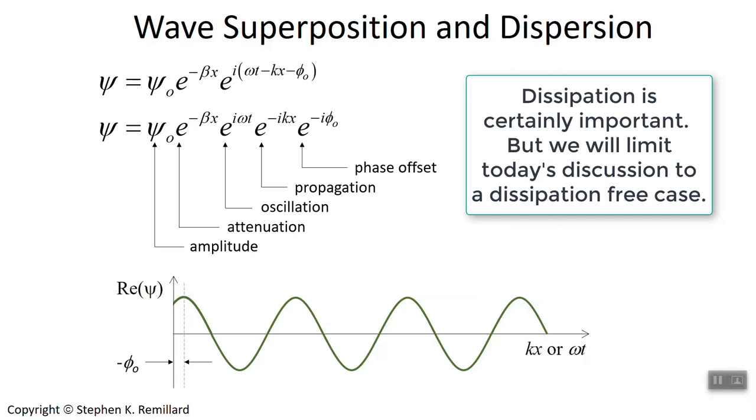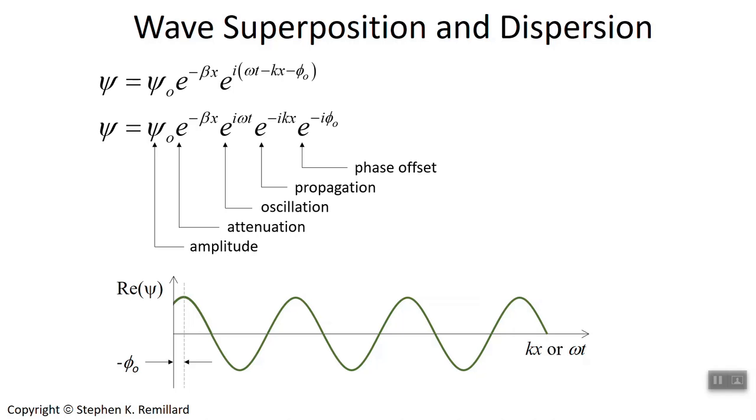E to the i omega t describes the oscillation in time of a wave. E to the minus ikx describes the propagation of the wave. E to the minus i phi 0 has no variable in it. Should be the simplest thing, but it's often the most conceptually difficult to grasp.